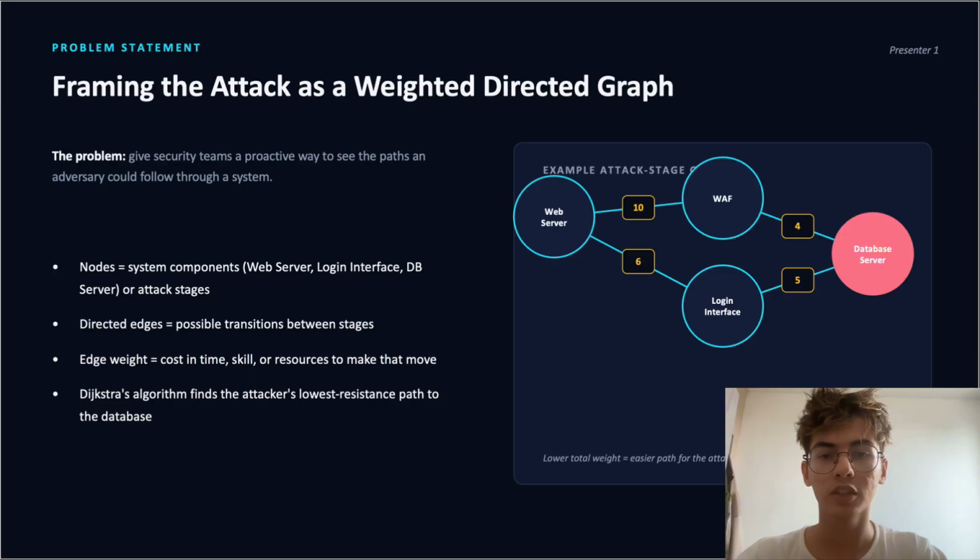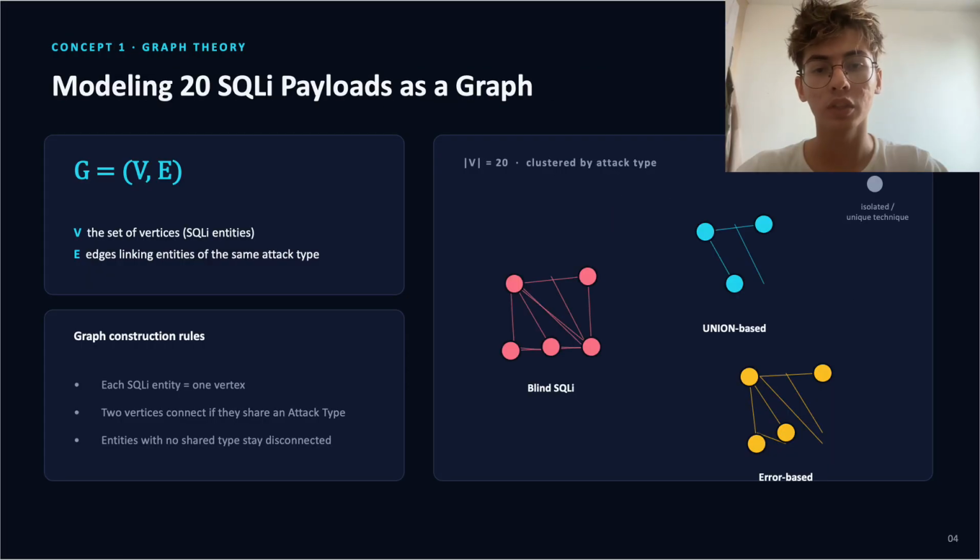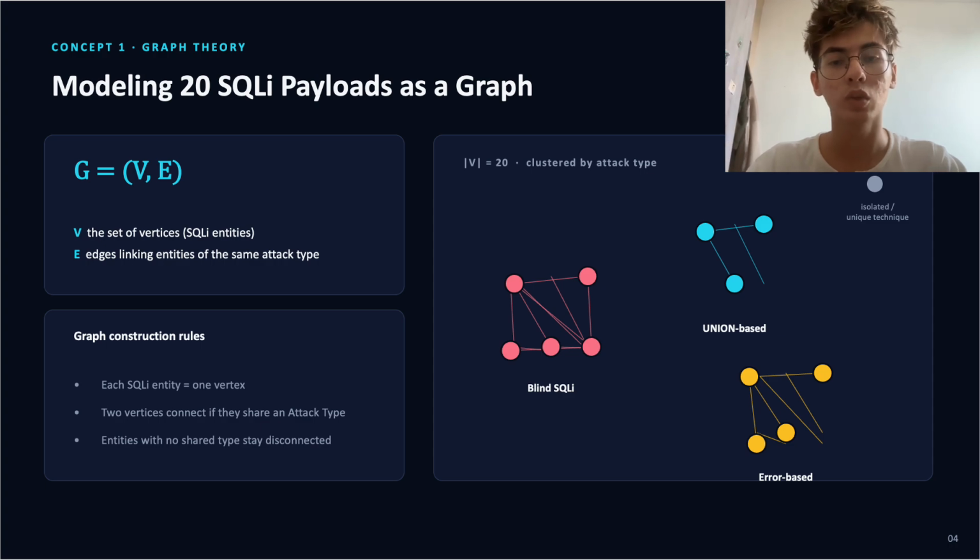Graph theory studies connections between objects, written with the formula G equals (V, E), where V is a set of the vertices and E a set of the edges. In our project, each of the 20 SQL injection entities in our dataset became one vertex. So V has 20 elements. We draw an edge between two vertices whenever these two attacks share the same attack type. So, for example, every blind SQL injection payload is clustered together. The attacks are grouped by exploitation techniques, so analysts can visually spot attack families at a glance.